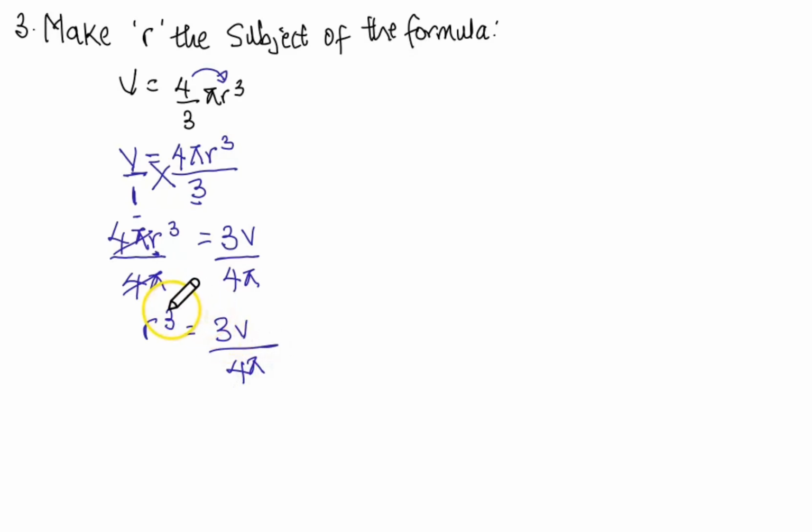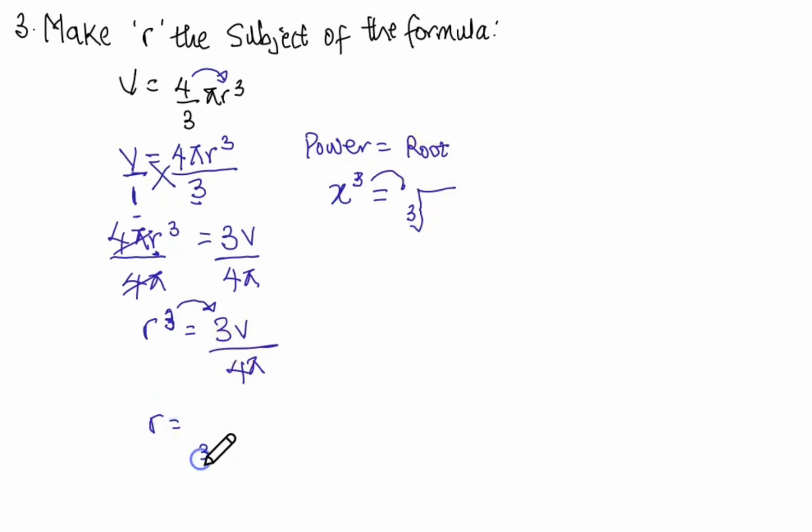So we have a power of 3 here. And remember, we are going to take this power to the other side. And remember, when you take a power across the equality sign, it's going to be a root. So in this case, we have power 3. And when power 3 crosses this sign, it's going to be the cube root of whatever we have on the other side. So we are going to have the cube root of 3V over 4 pi. So this is going to be the final answer to this question. So in this case, R is equal to the cube root of 3V over 4 pi.